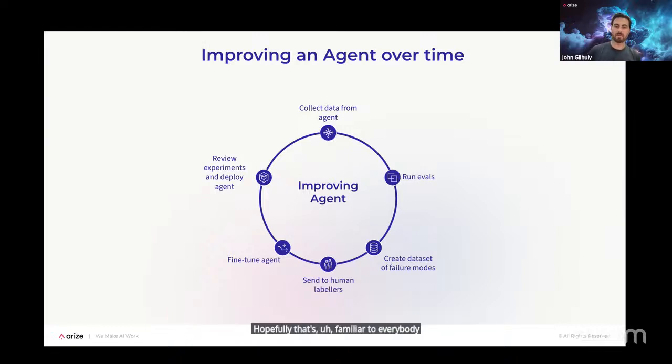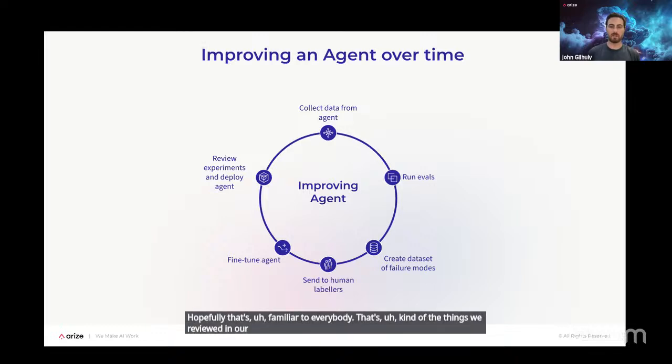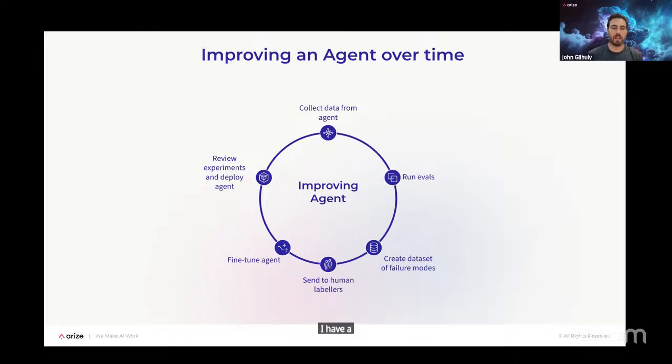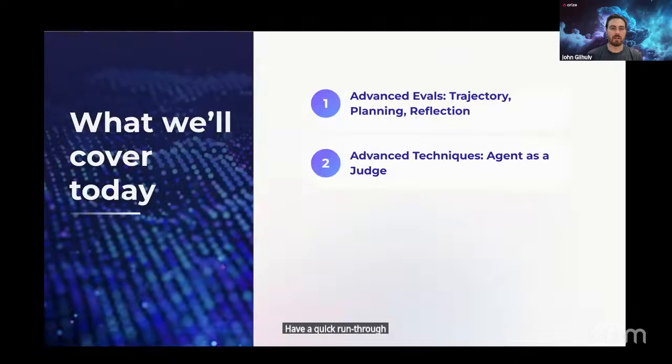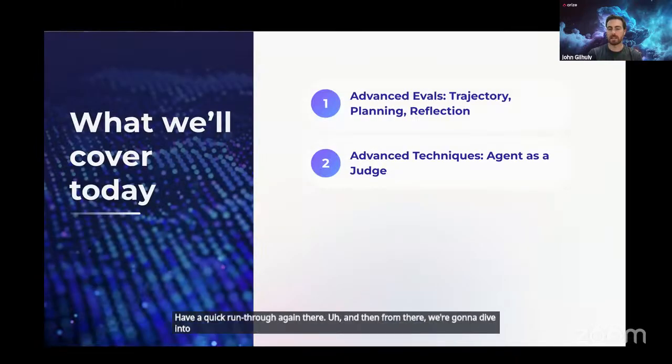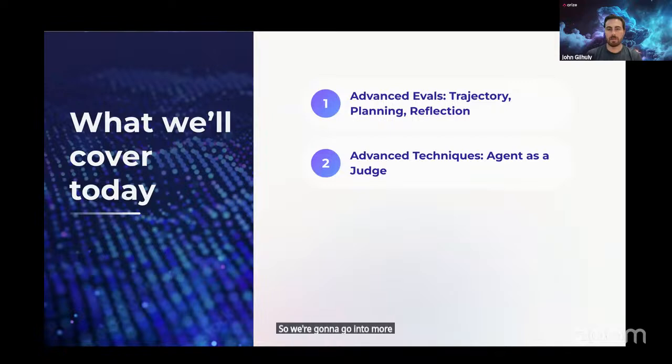That's the things we reviewed in our previous sessions, just a quick run through again. And then from there, we're going to dive into a couple different topics today. So we're going to go into more advanced evaluations that we see people running. So around trajectory, planning, and reflection evals, and then looking at agent as a judge as a more advanced technique too.